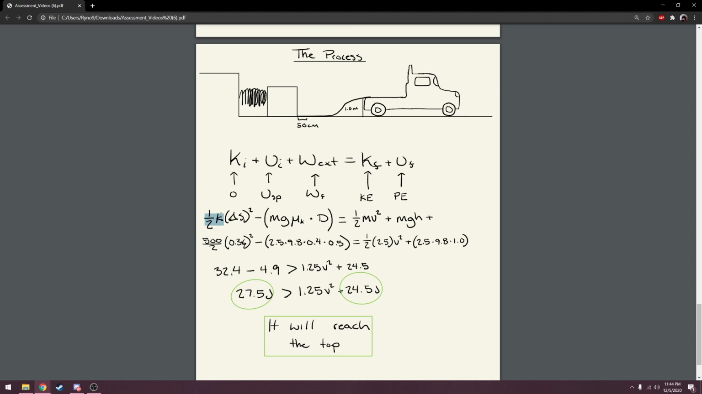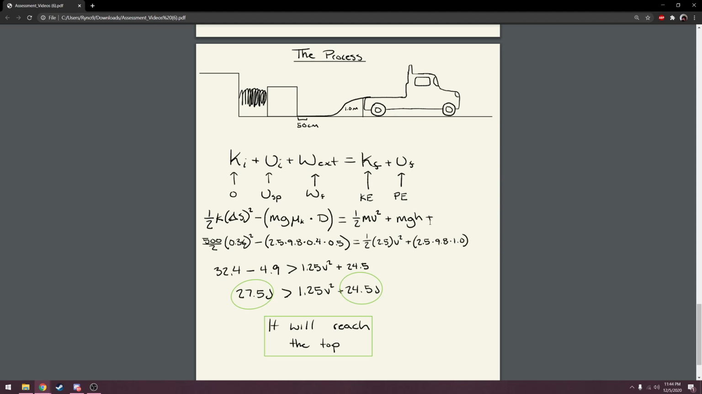So we set up our equation. It's 1/2 k times the change in distance squared, right? That's for our spring. And then this is our work right here. It's negative mass times gravity times the coefficient of friction. That's our force right there. Specifically, this is our normal force. This turns into our friction force. And then this turns it into our work with this distance right here, which is going to be 50 centimeters or 0.5 meters. So we set all of this equal to 1/2 mv squared plus mgh.